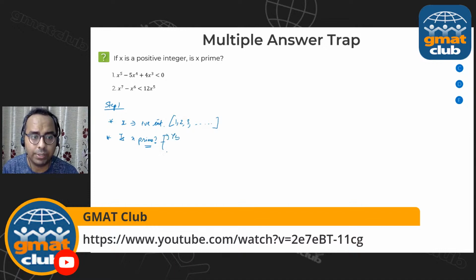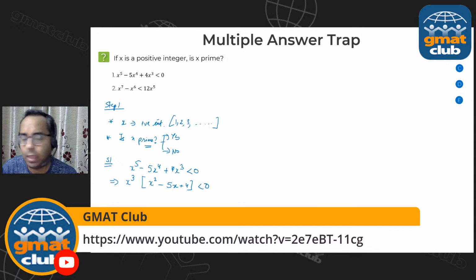Again, yes, no kind of question. So your job would be to try and see whether you can get always yes or always no. If you can, then that particular statement is sufficient. Okay. So let's take the first statement. x to the power 5 minus 5x to the power 4 plus 4x to the power 3 is less than 0. Now, the first step is pretty common, and I hope everyone did it, is that you take x to the power 3 common from all of them and write it like this.